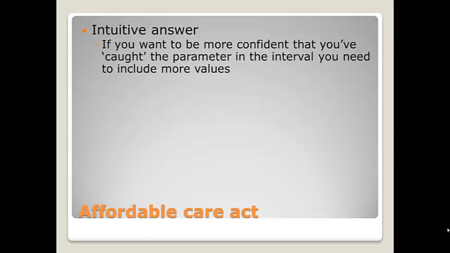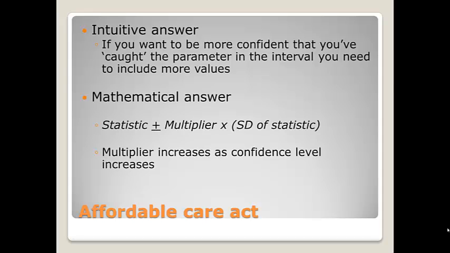Well, here's an intuitive answer. If you want to be more confident that you've caught the parameter in your interval, that is, that the parameter value is in your interval, then you need to include more values. If you want to be more sure it's in there, include more stuff. Make your interval bigger. So that makes sense then, because if we want to be 99% confident that we caught our interval, have a bigger interval. 90% confidence, we don't need as much because we're willing to be less sure that we've caught the parameter value in the interval.